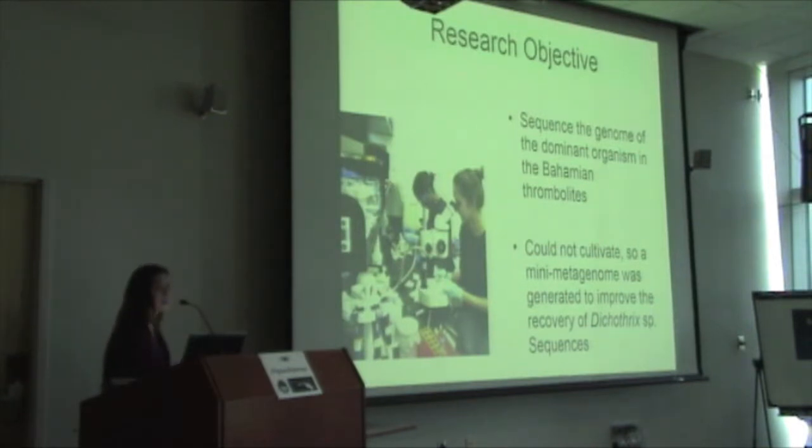We could not cultivate the exact Dichothrix. So with our data, we were able to create a mini-metagenome so we could improve the recovery of the Dichothrix. We think this is because the Dichothrix is such a small organism, and we had to dissect it out, and there's actually a good amount of contaminants, so you'll see that.